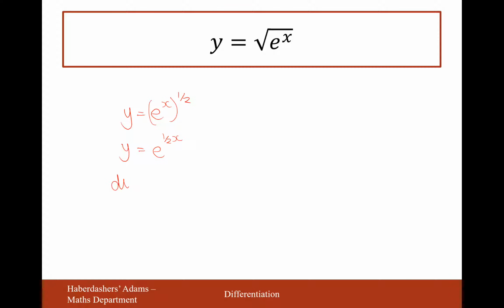Now we can differentiate, and now it's a bit easier because the inside function is half x, so that will differentiate to a half, and the outside function is e, which will stay as it was. So that's a good final answer. You could also write it as half square root e to the x if you wanted to as well.